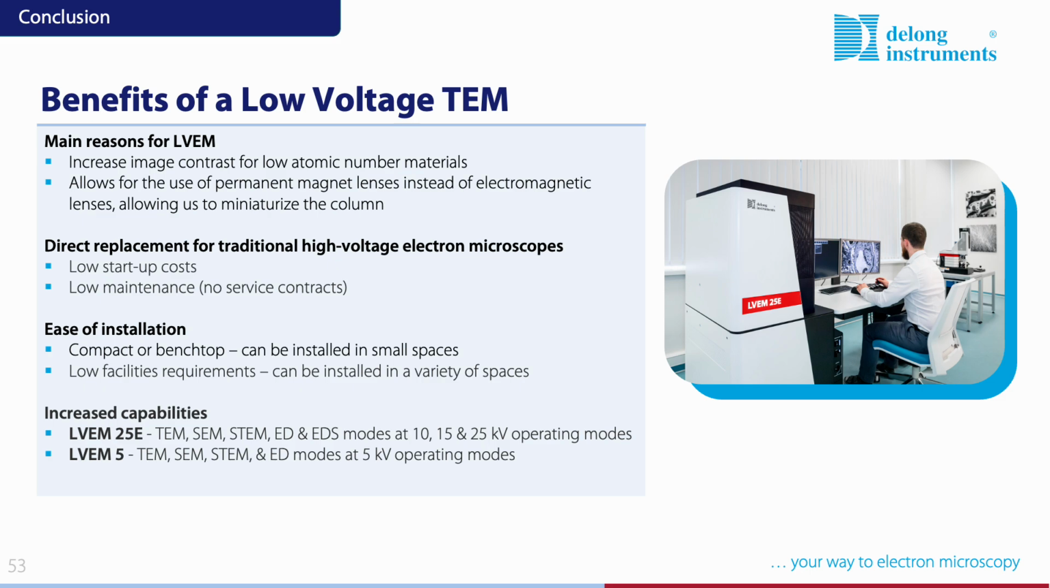To summarize, low voltage TEM offers a number of key advantages that make high resolution electron microscopy more accessible than ever. First, LVEM dramatically increases the image contrast for low atomic number materials, and by using permanent magnet lenses instead of electromagnetic lenses, we're able to miniaturize the entire column, making the systems compact, stable, and easy to maintain. LVM serves as a direct replacement for traditional high-voltage TEMs, but with far lower startup costs and virtually no maintenance requirements, no service contracts, and no complex infrastructure. Installation is simple.